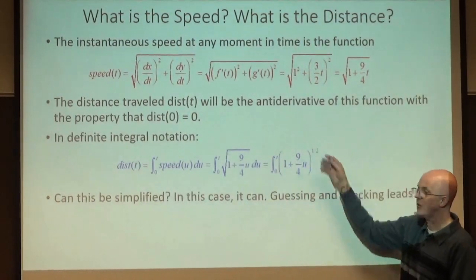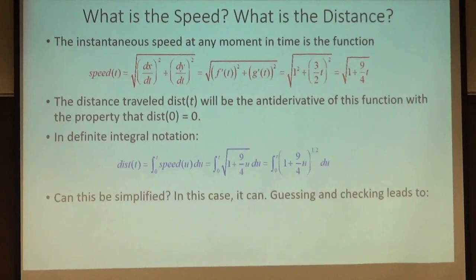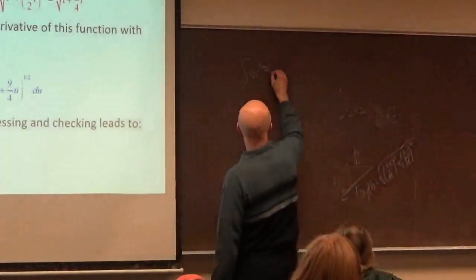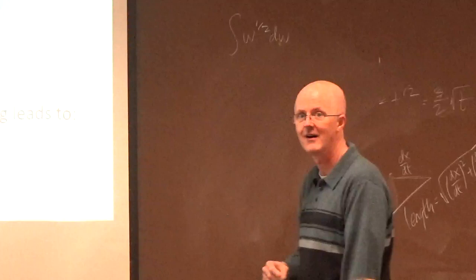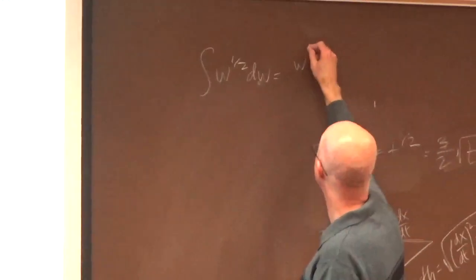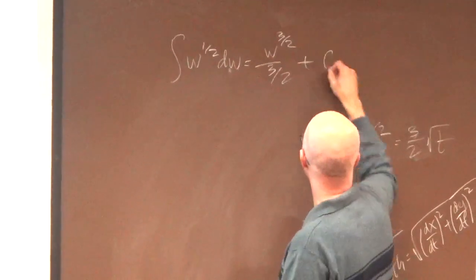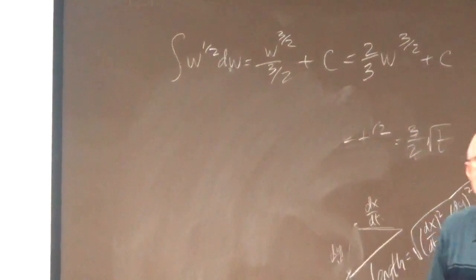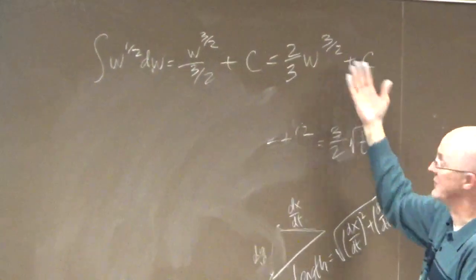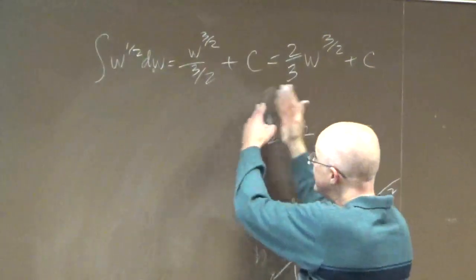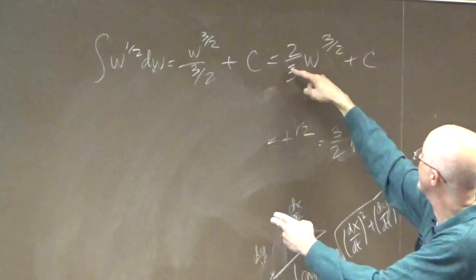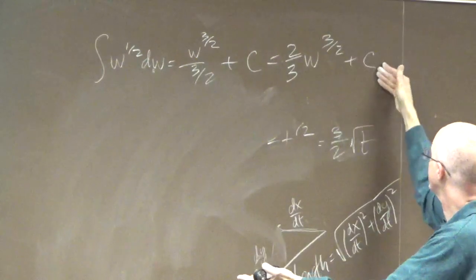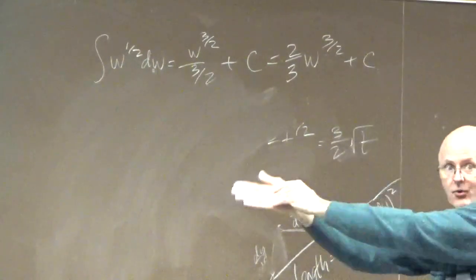If this were just a plain u to the 1/2, you already know the answer. Let me call it w to the 1/2. If there were just a plain w to the 1/2 here, through a bit of guessing and checking, this would be the answer for the indefinite integral at least. I know the answer's got to have a 3/2 power, because when you differentiate this, you get w to the 1/2, right? Bring the 3/2 down in front. 3/2 times 2/3 is 1. Subtract 1 from this exponent, you get w to the 1/2. The derivative of c is 0. You can always check this kind of thing by differentiating.